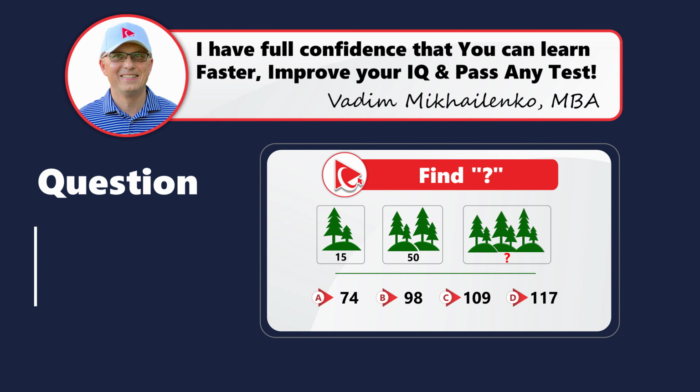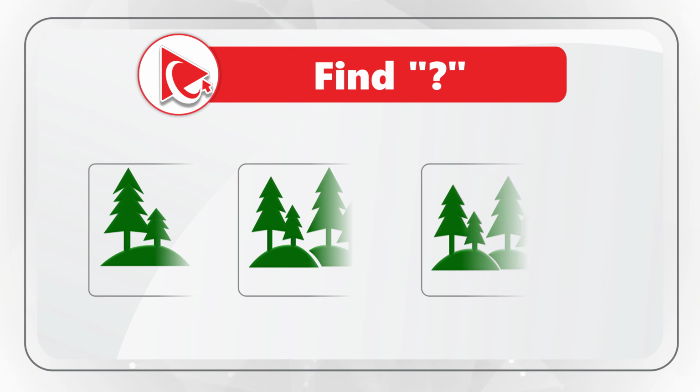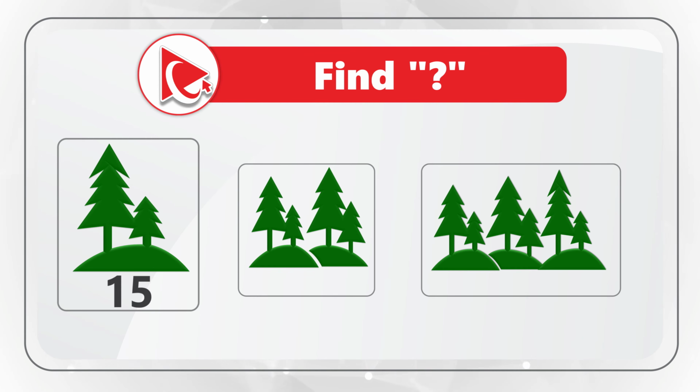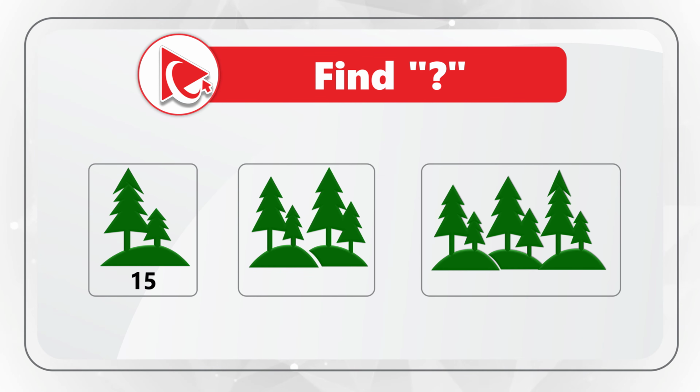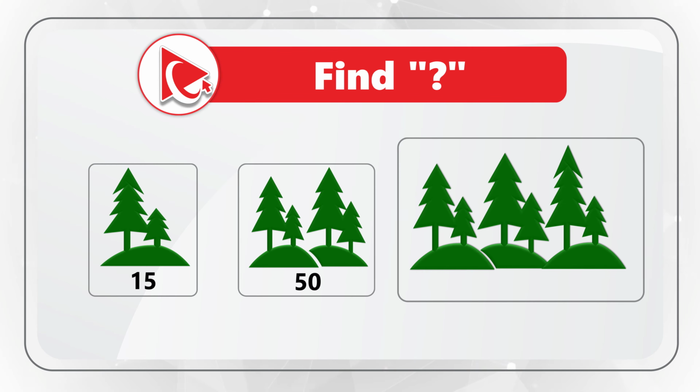And here's something that maybe you were not expecting. Here's a surprise question for you. You're presented with 3 images. All 3 images have evergreen trees on the berms. First image has number 15 under the trees. Second image has number 50, and the third image has a missing number.